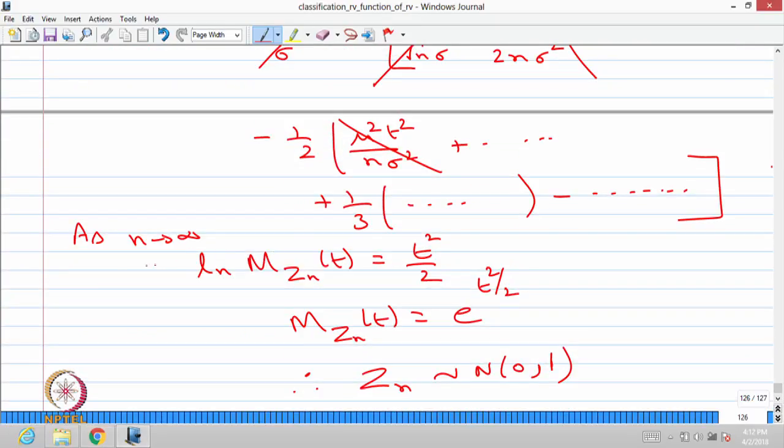After you do the simplification, as n tends to infinity, you will get the answer minus t square by 2 for the ln of characteristic function of Zn. That means the characteristic function of Zn is going to be e power minus t square by 2. That is the result for the characteristic function of the standard normal distribution. Then we can conclude also Zn is approximately a standard normal distribution. So, whether we made the assumption of MGF or not, the derivation is almost similar to conclude it is approximately a standard normal distribution.